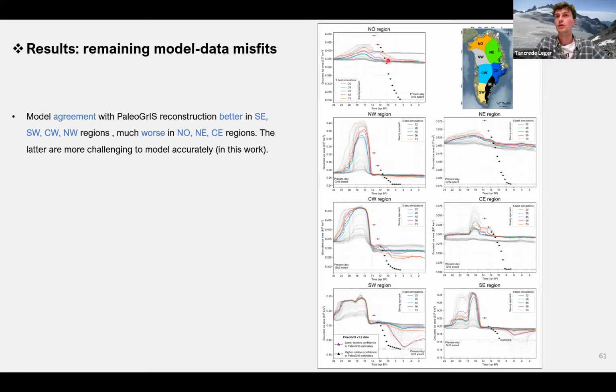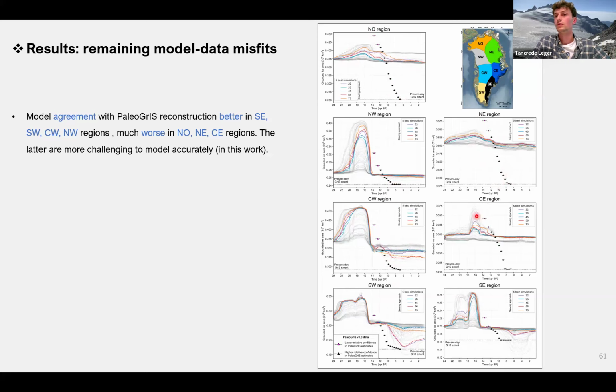However, if you start looking at the northern region, the retreat is completely underestimating what we reconstruct from paleoglyphs, but also the advance, actually. Our full ensemble is not dynamic enough. Same story in the northeast, so that green region here. You see that we are completely underestimating the advance and the retreat.